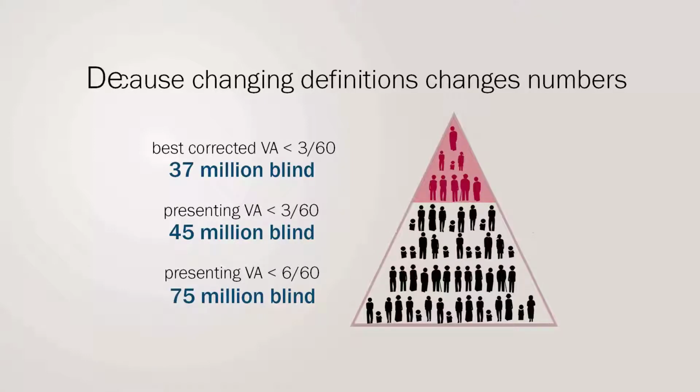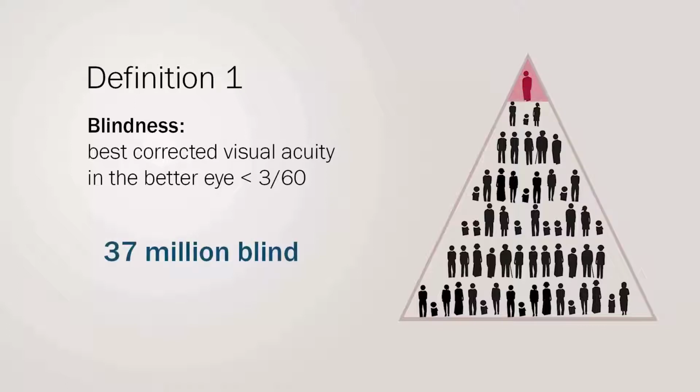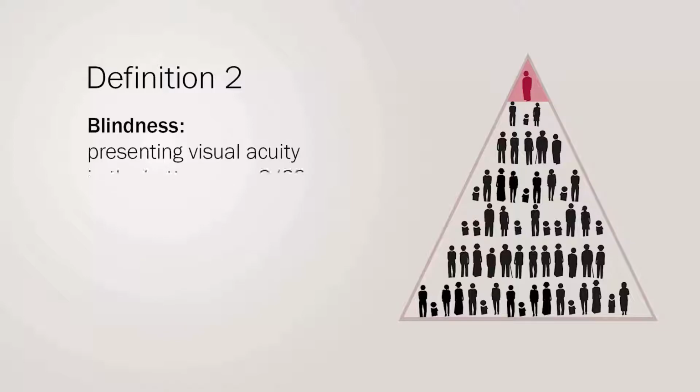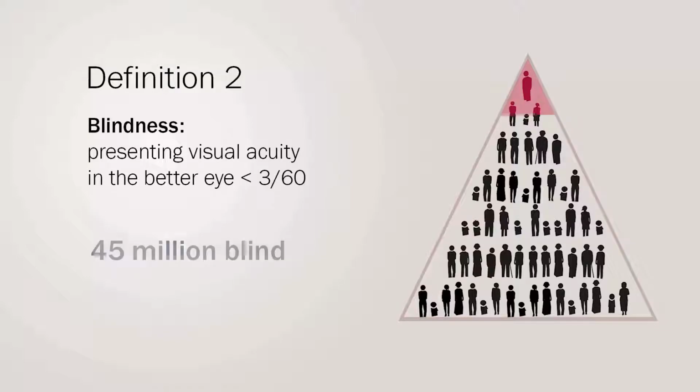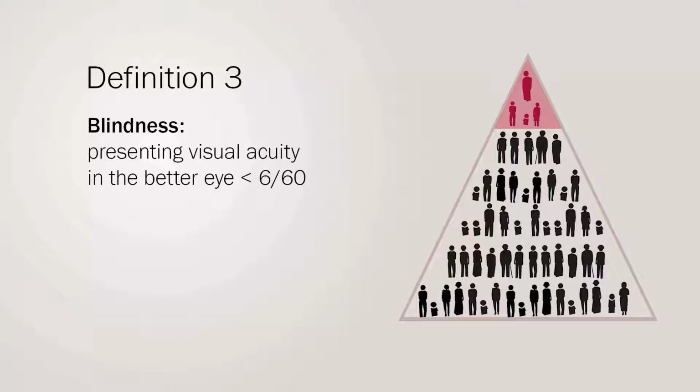For example, if we define blindness as a best corrected visual acuity in the better eye of less than 3/60, we can estimate that there are about 37 million blind people globally. If presenting vision in the better eye is used instead, then the number of blind people increases to 45 million. And if we define blindness as a presenting visual acuity in the better eye of less than 6/60, then the estimate increases again, this time to 75 million blind people.